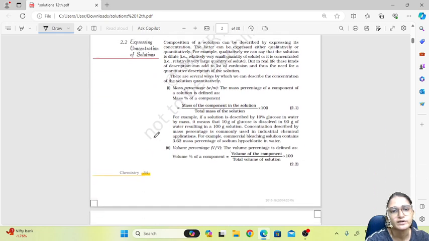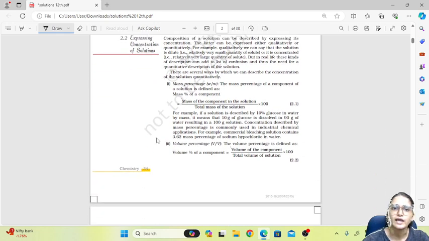Now the next important concept we are going to cover is expressing the concentration of solutions, and first of all we will see mass percentage, which is very important in terms of solving problems. So what is mass percentage? Mass percentage is given by the mass of the component in the solution divided by the total mass of the solution, into 100. Okay, now let us understand this through one example.